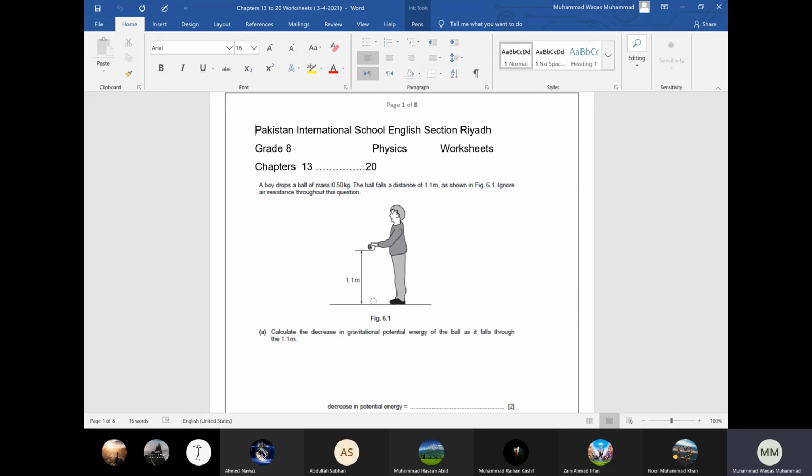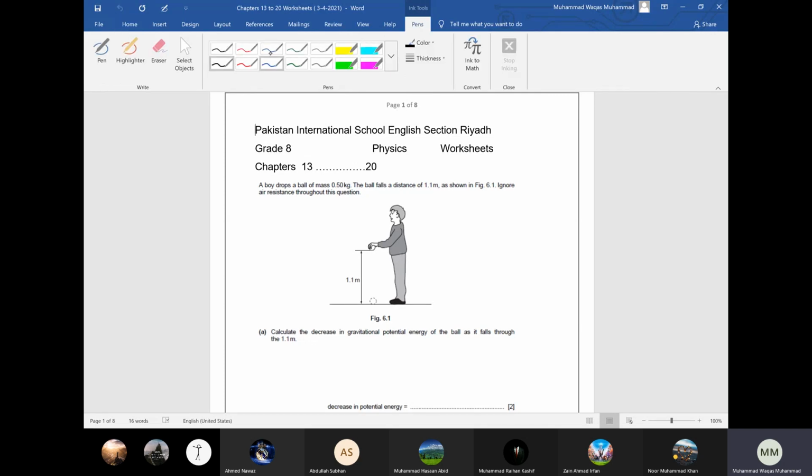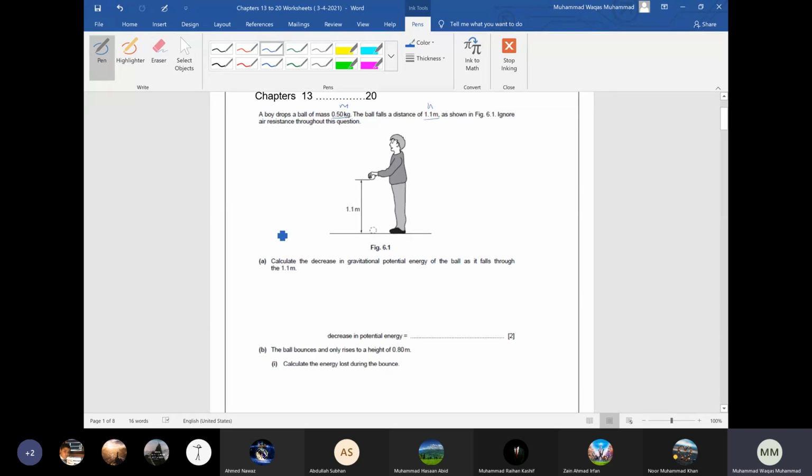A boy drops a ball of mass 0.50 kilogram. Okay, beta. So what is this, beta? This is the mass of the ball, right? A distance of 1.1 meters. So this is basically the height from which the ball is dropped. Beta, ignore the air resistance throughout this question.